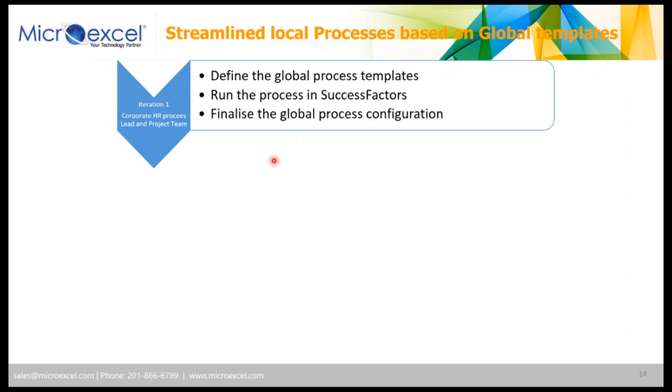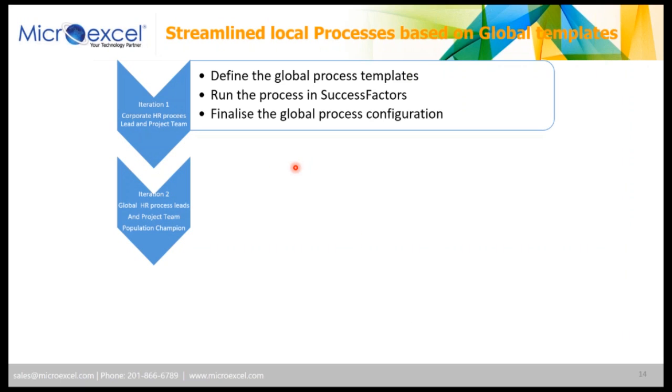And then once we run it, we will finalize the global process configuration by looking at whether there were some gaps or some changes to be made. And that will form the basis to roll it out, or to start to present it to our global HR folks and the process leads.